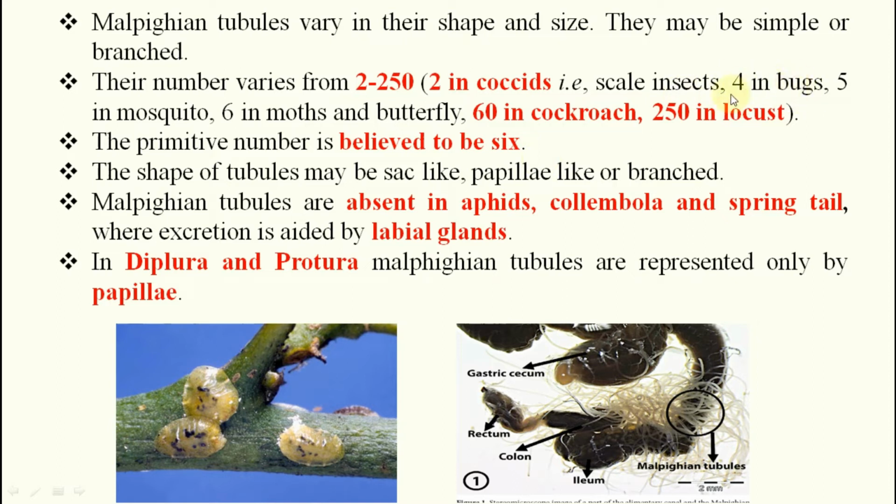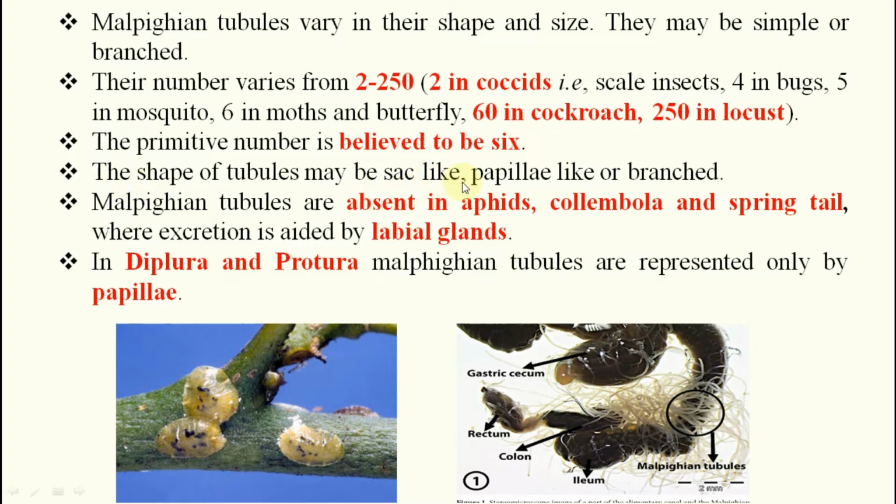In case of bugs, 4 will be there, that means 2 pairs. In case of mosquito, 5. In case of moths and butterflies, 6. In case of cockroach, 60. And in case of locust, Orthoptera, as many as 250 Malpighian tubules may be there, but the primitive number is 6, just like in moths and butterflies, with some modification ranging from 2 to 250.